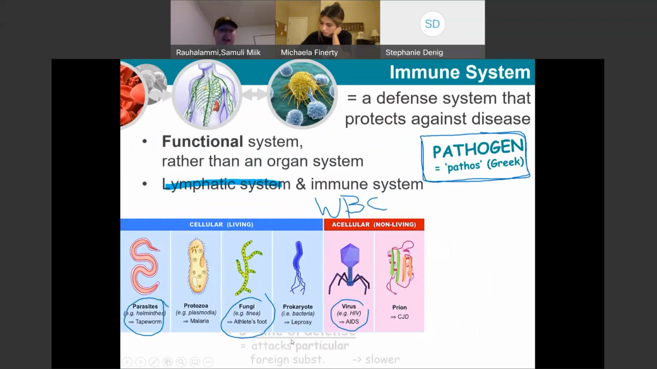It can be bacteria, it can be viruses, it can even be parasites. So many different things that shouldn't be in our body that can end up in our body. And it's the job of the immune system to deal with those. And it's especially the white blood cells.